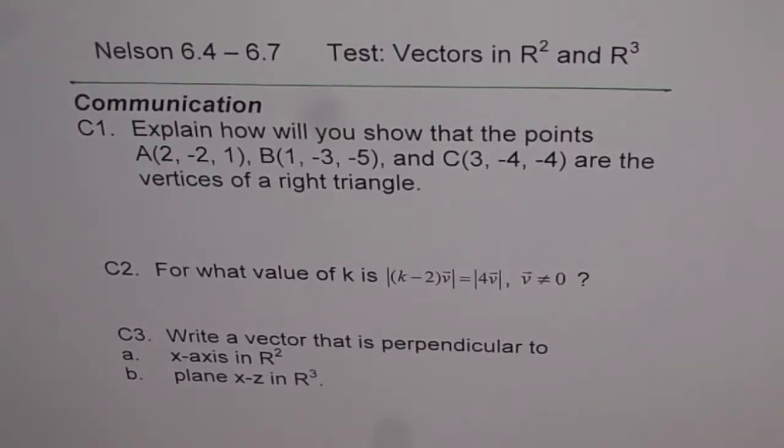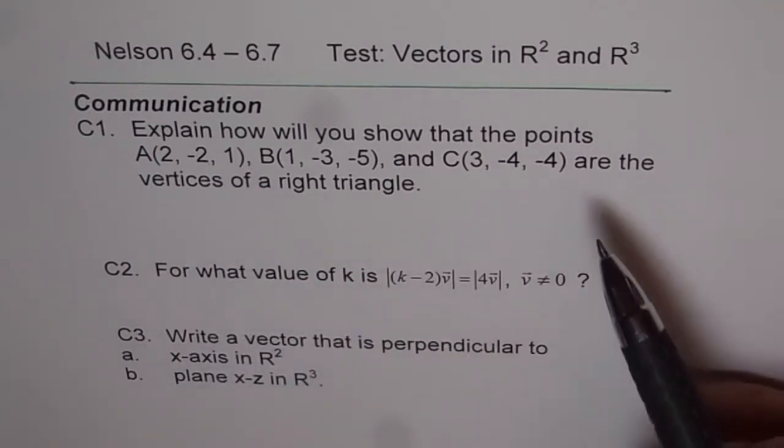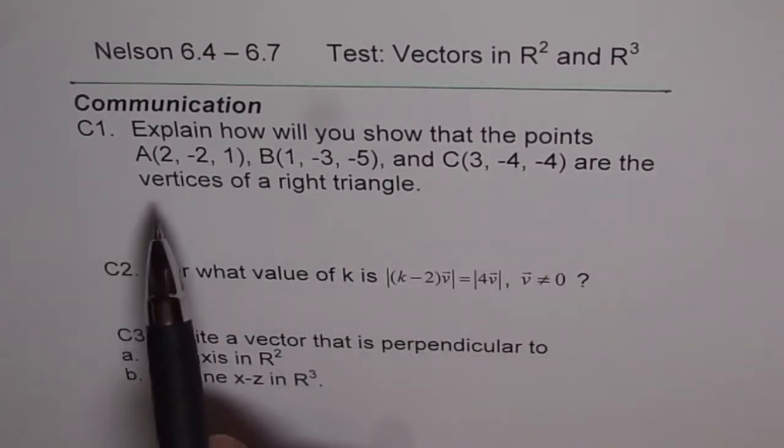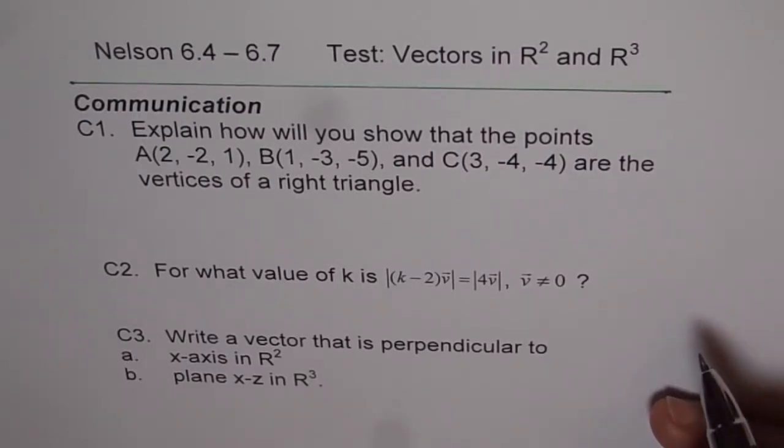Here are three communication questions from this section on vectors in R2 and R3. C1 is: explain how you will show that the points A(2, -2, 1), B(1, -3, -5) and C(3, -4, -4) are the vertices of a right triangle.